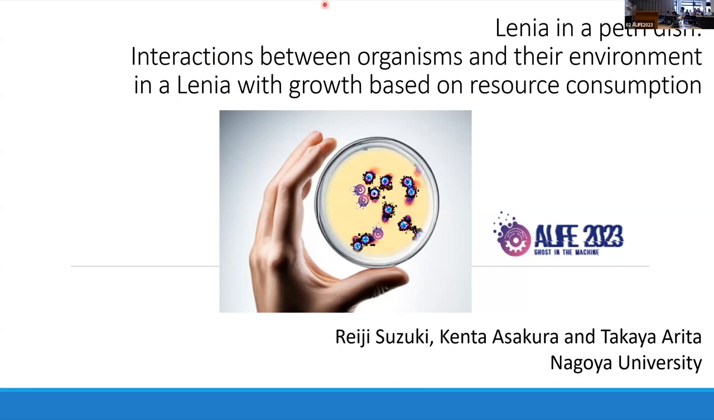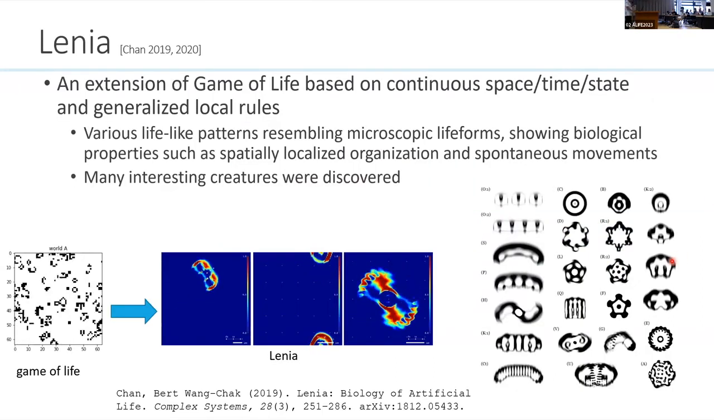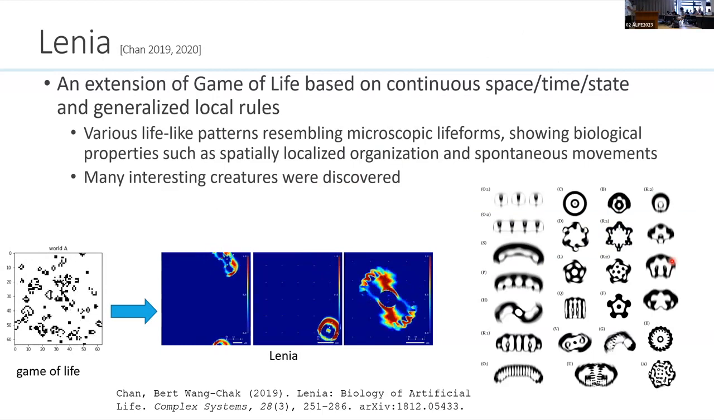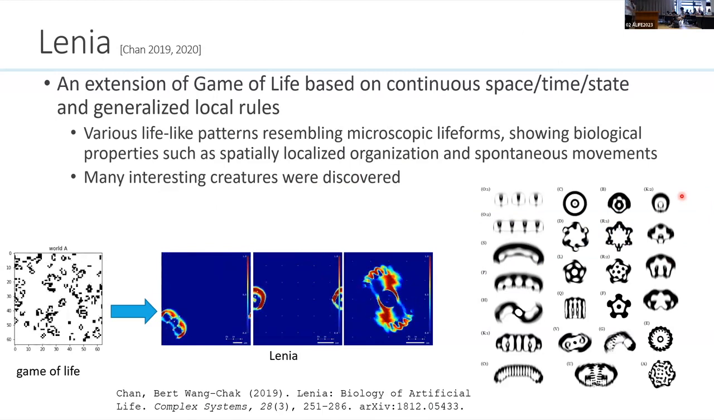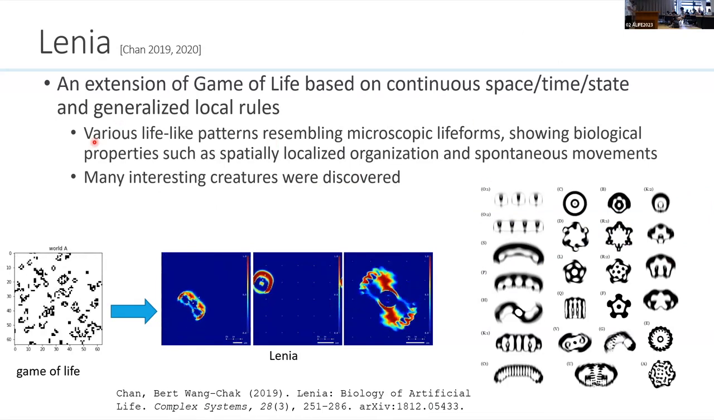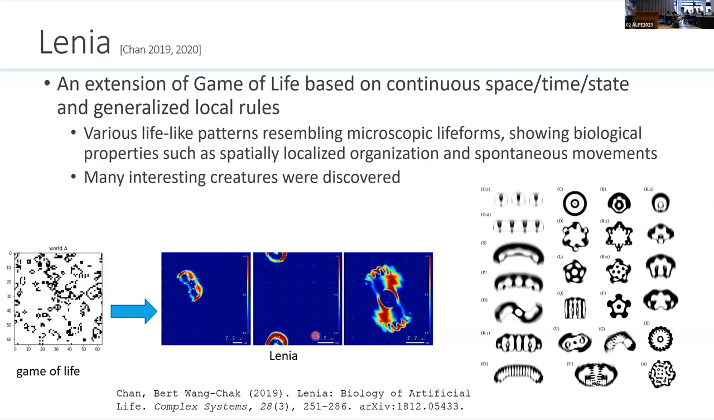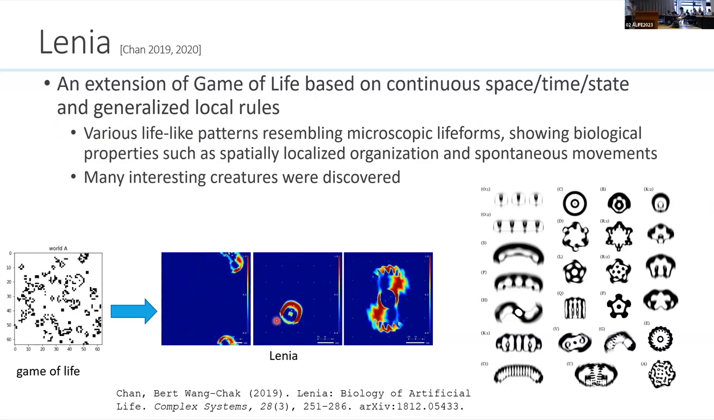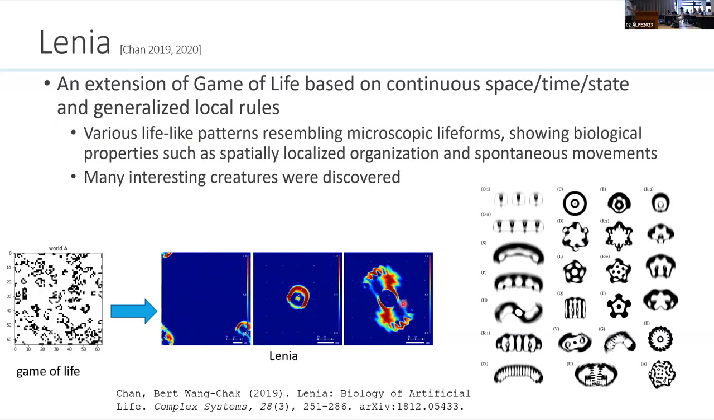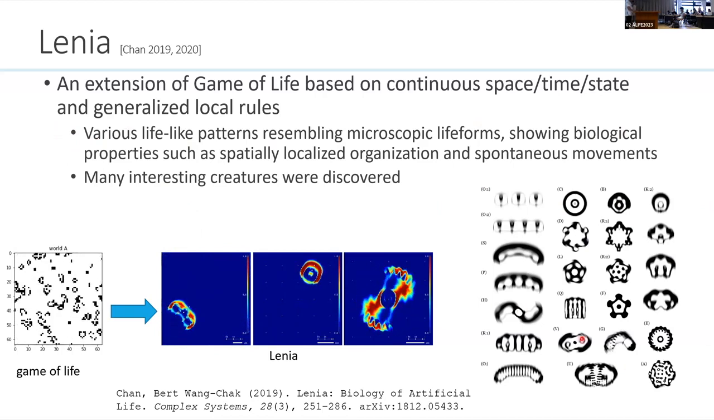Today I'd like to talk about this title. Lenia is, as you know, an extension of Game of Life based on continuous space, time, state, and generalized local rules. The important thing is that various lifelike patterns resembling microscopic life forms, showing biological properties such as spatially localized organization and spontaneous movement, and many interesting creatures were already discovered.